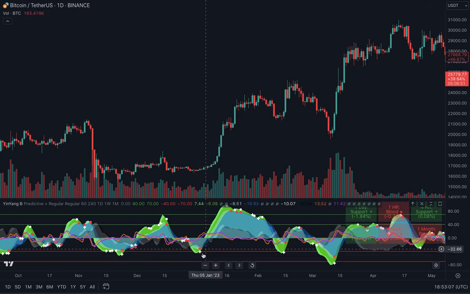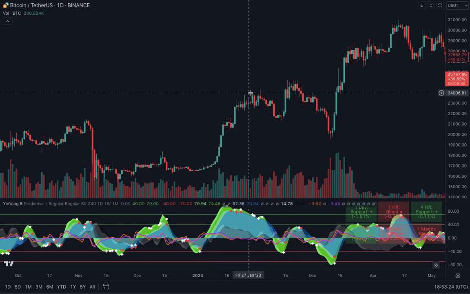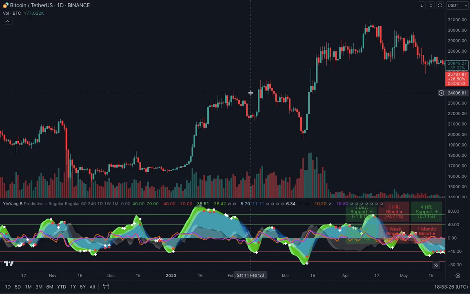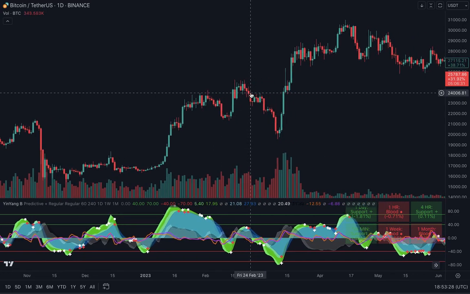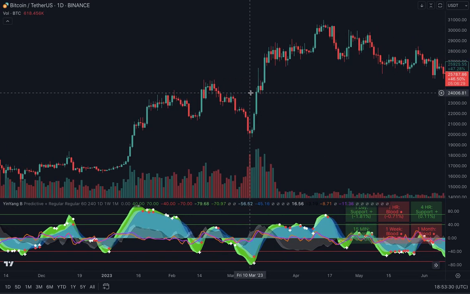If I was just looking at Yin Yang B and saw this, I honestly probably wouldn't have made too much of a purchase. Maybe I would have bought a little bit, but I definitely wouldn't have used any leverage, because it's too risky to call. Clearly it ended up being pretty good, but the key isn't doing risky stuff. It's doing stuff that's a little bit more predictable.